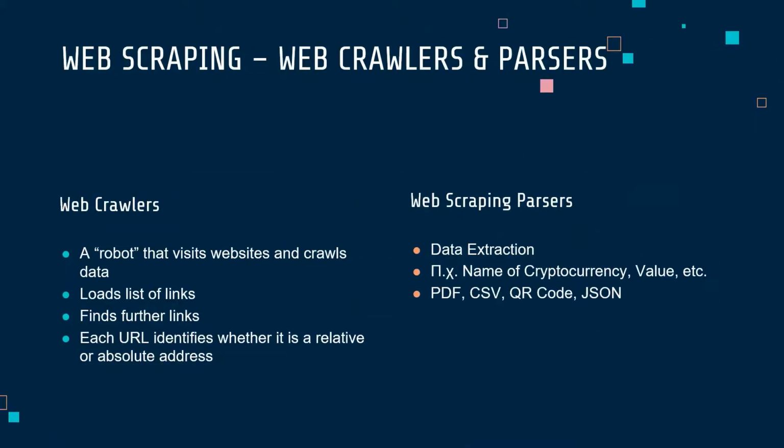In terms of web scraping, there are two things that you must consider. The first one is a web crawler, and the second one is a web scraping parser. A web crawler essentially is a robot that visits websites and crawls data. It will load a list of links, and then it will use those links to find further links. And a parser grabs all of the crawled data and extracts it. For example, a web crawler will find the data regarding cryptocurrencies, and the parser will then parse it, meaning it would, if wanted, modify the data and then extract it to any format that we need.